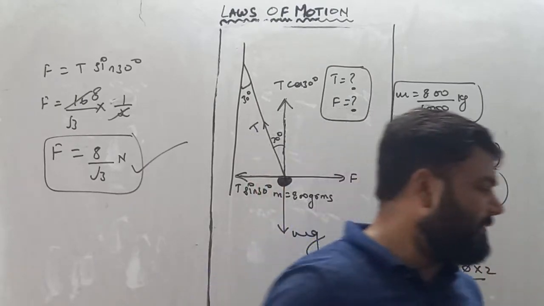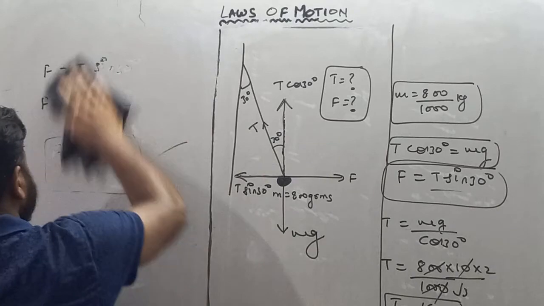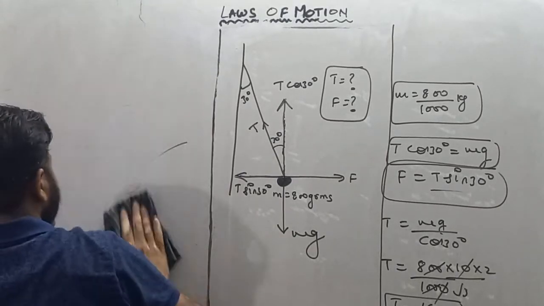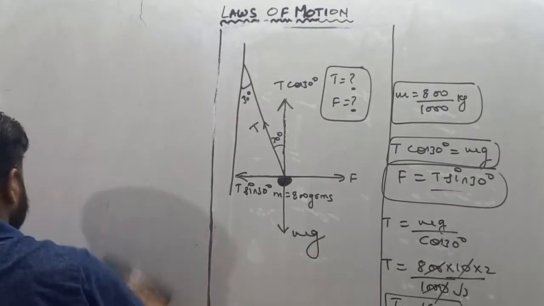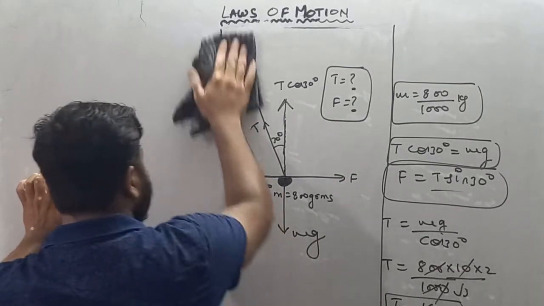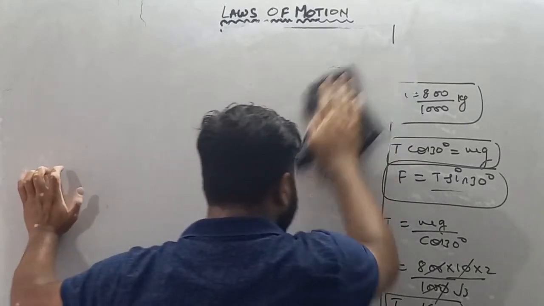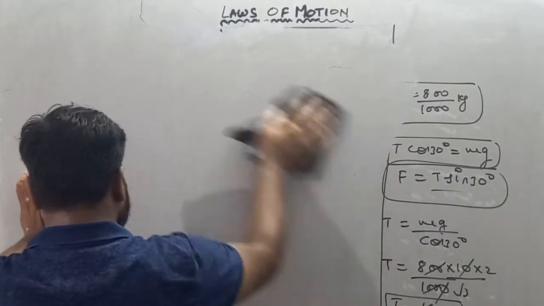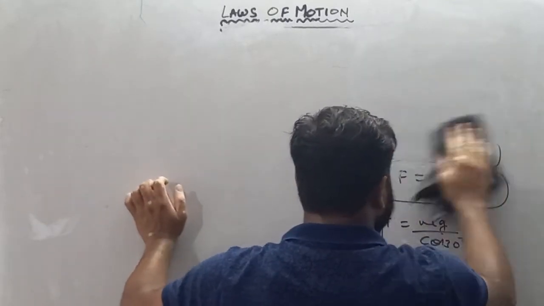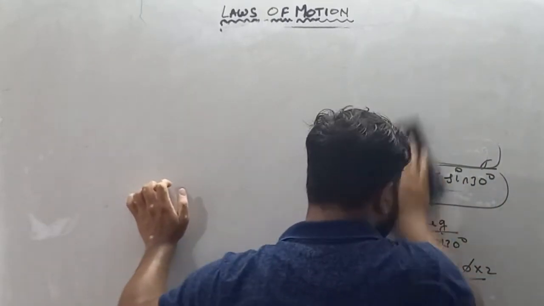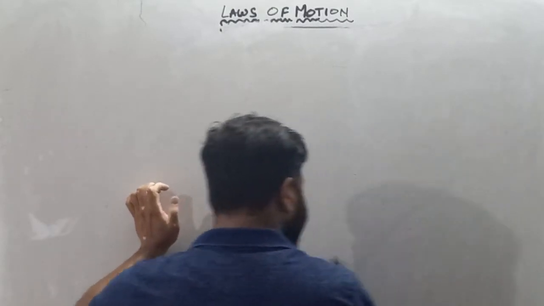So moving forward, my dear student, write down next topic. It is Newton's laws of motion. Newton's laws of motion. So Newton gave 3 different laws of motion, my dear student. First law is always considered to be first law. Second law is considered to be second law. And third law is considered to be third law.